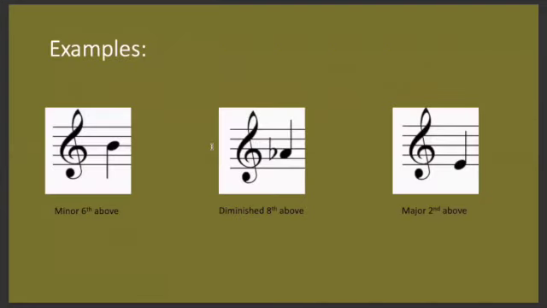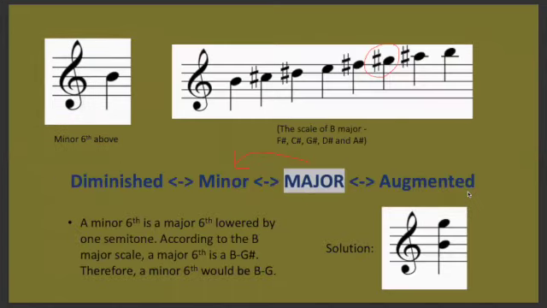So here are some examples that I'm going to be going through. A minor 6th above the B, diminished 8th above the A flat, and a major 2nd above an E. If you'd like to figure this out yourself, you can also pause the video here and work these out. If not, I'm going to go straight into the solutions.